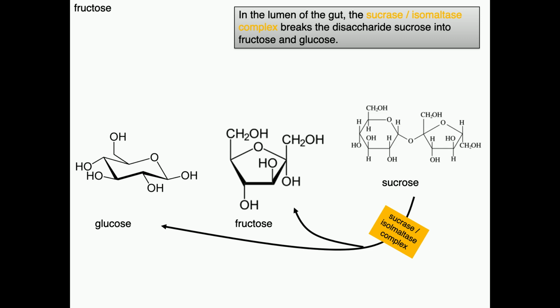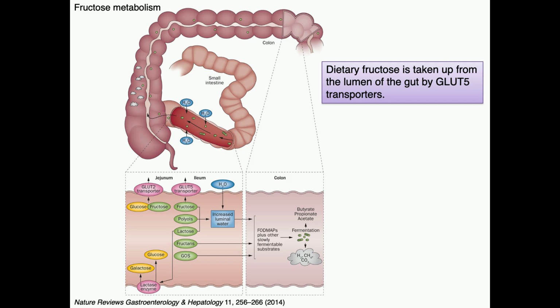So once we get those monosaccharides generated, they are then substrates for transport into the gut epithelial cells and then across the basolateral membrane of the gut epithelial cells and into the blood. So the major transporter for fructose is the GLUT5 transporter.